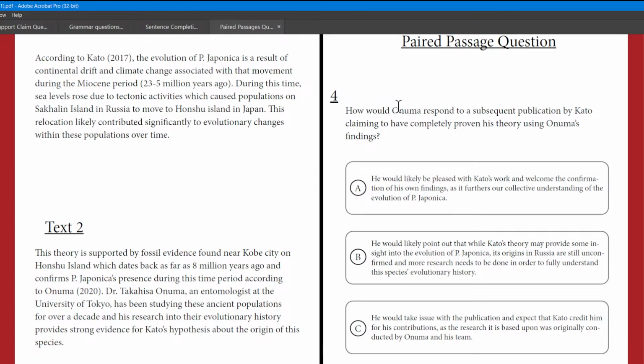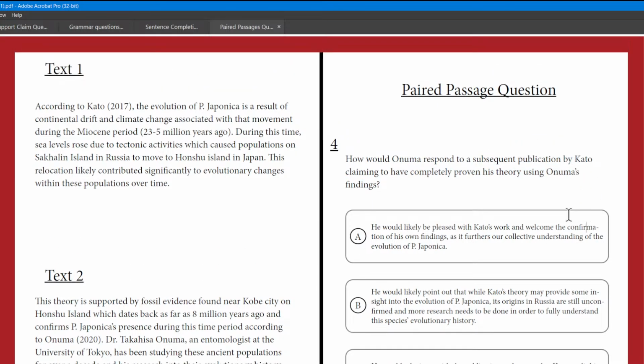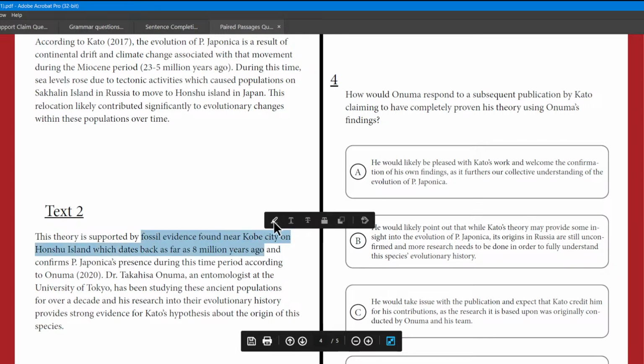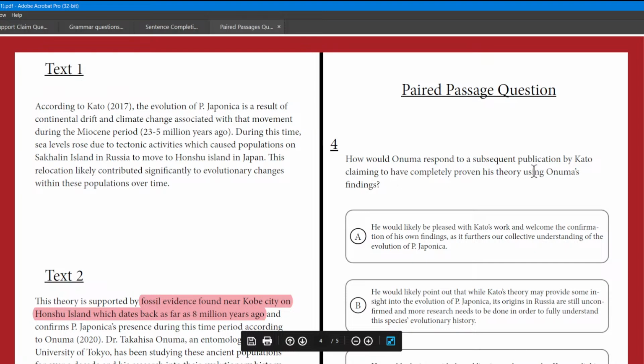All right, so how would Onuma respond to a subsequent... Ooh, there's like a plot twist in this one. How would Onuma respond to a subsequent publication by Cato claiming to have completely proven his theory using Onuma's findings? So, all right, this one's got like inception layers here, first of all. So Cato is saying, I have proven my theory using your findings. I'm writing another publication. So I guess I need to figure out what Onuma's findings were. What did Cato use? So Onuma, let's see, has found fossil evidence as far back as 8 million years ago. Okay. All right. So we got fossil evidence, which is what Onuma found.